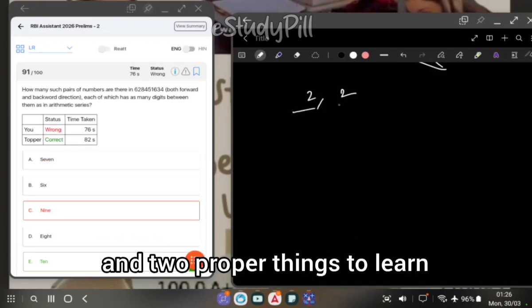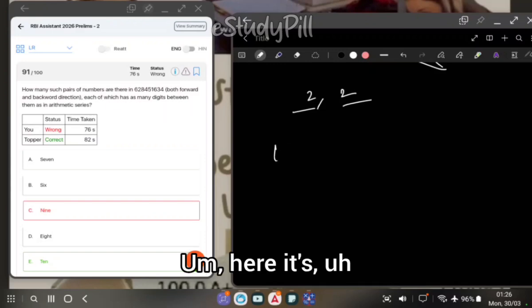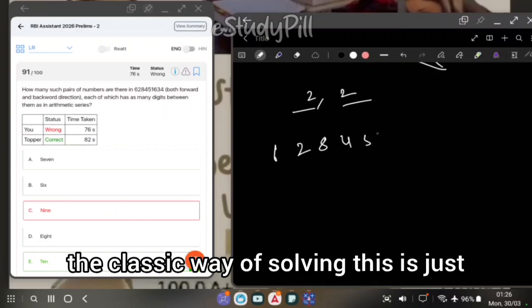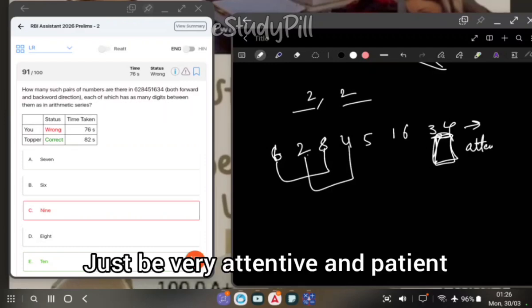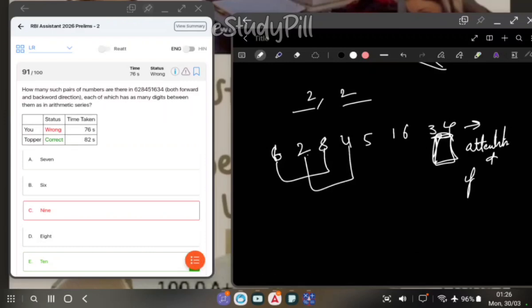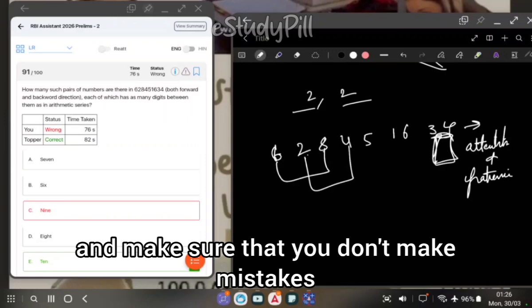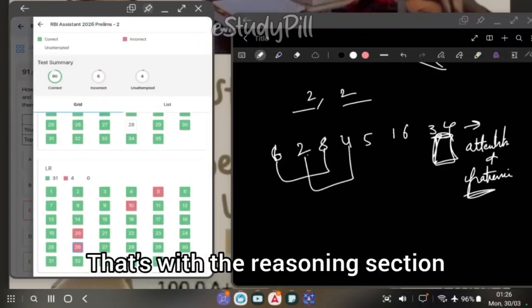And then, yeah, this one was again a silly mistake, okay? 2 silly mistakes and 2 proper things to learn. Here the classic way of solving this is just 7, 8. Keep doing this. 3, 4. Yeah, and I forgot to mark these two. So we have to be very attentive here. Just be very attentive and patient and make sure that you don't make mistakes. Okay, that's it with the reasoning section.